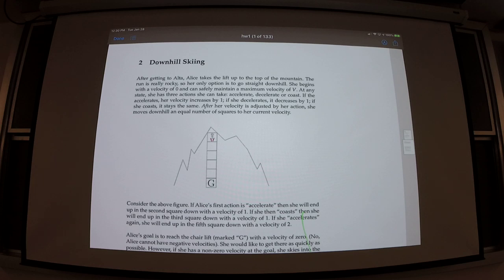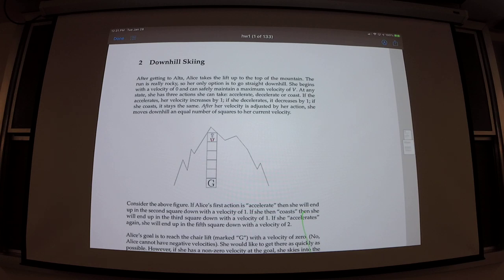Okay, we've also given Alice a set of possible actions she can take. She can accelerate, she can decelerate, or she can coast, right? That means she has some velocity. If we accelerate, we increment that velocity. If we decelerate, we decrement that velocity. And if we coast, we leave velocity unchanged. And then the world progresses as a function of her velocity. Everybody with me so far?